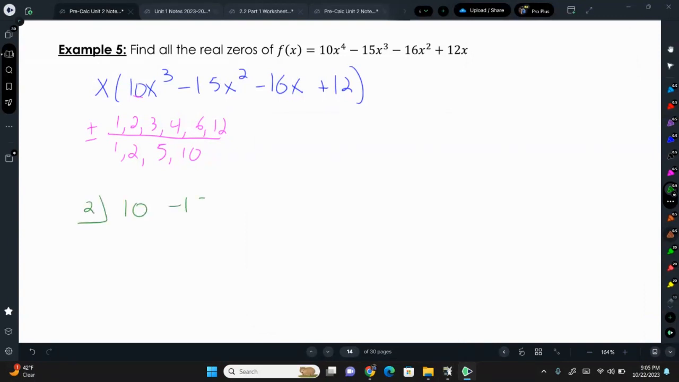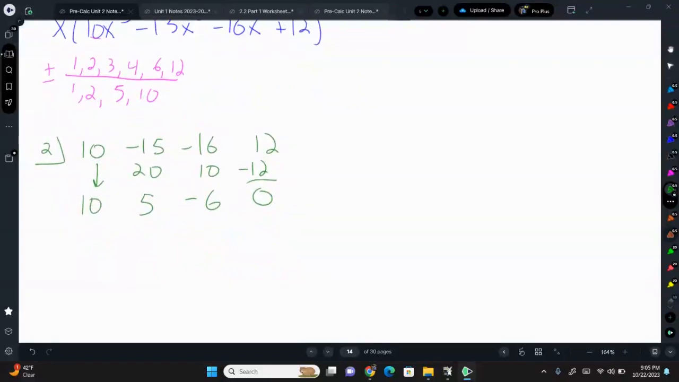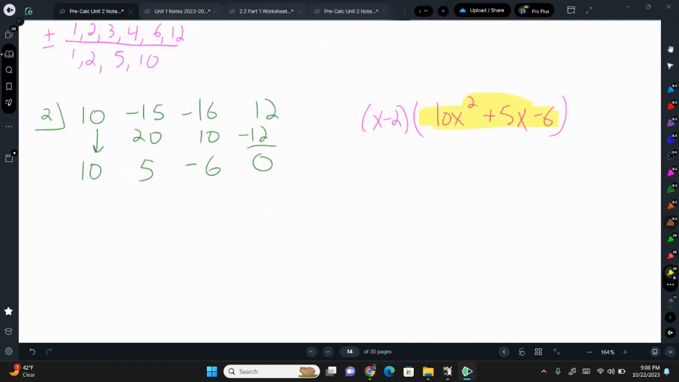So we have 10, negative 15, negative 16, positive 12. Bring down the 10. 10 times 2 is 20. Negative 15 plus 20 is 5. 5 times 2 is 10. Add that, we get negative 6. Okay, yep, so that does work. So x minus 2, and then we have 10x squared plus 5x minus 6. So now we look at this and see, can we factor that? And it turns out we can't factor that, so you'd have to use the quadratic formula.